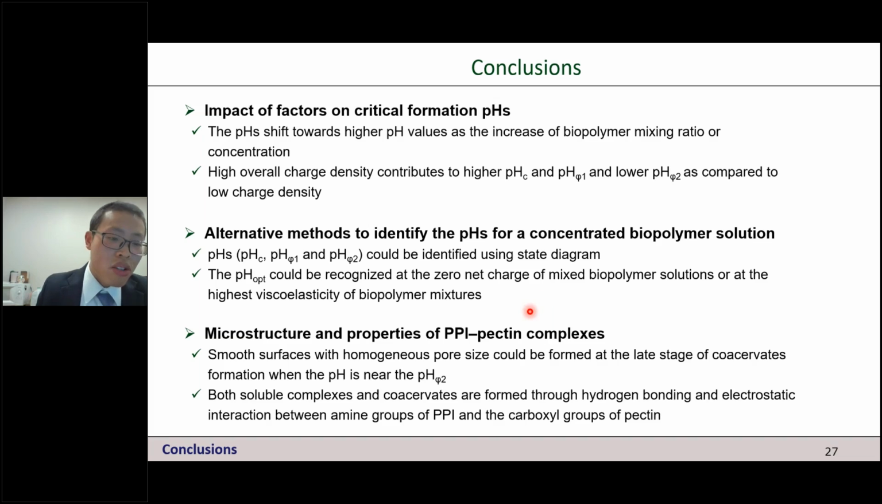As for structure and properties of complexes, a smooth surface with homogeneous pore size could be formed at the late stage of coacervate formation when the pH is near pH φ2. The example in this study is pH 2.5. Both soluble complexes and coacervates are formed through hydrogen bonding and electrostatic interaction between amine groups of PPI and the carboxyl groups of pectin.